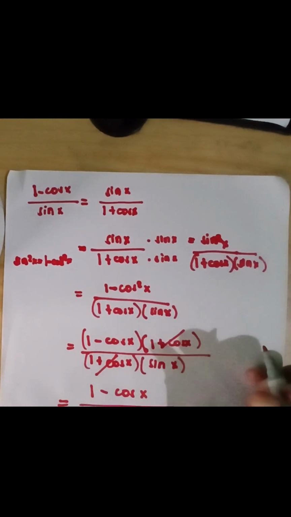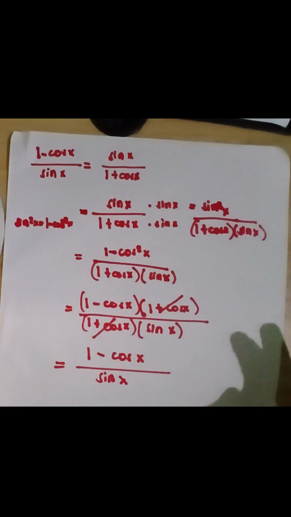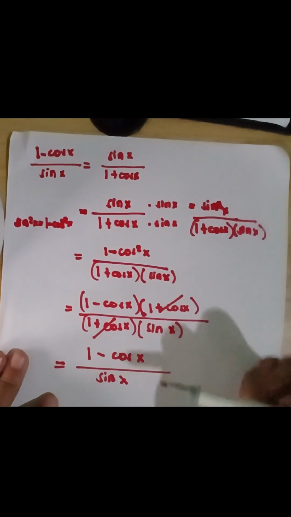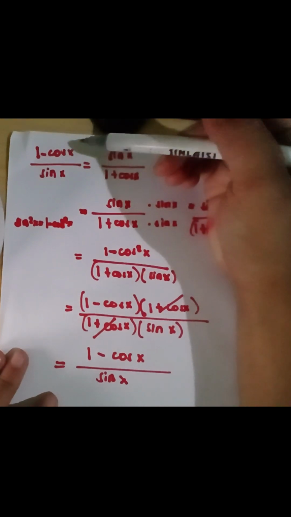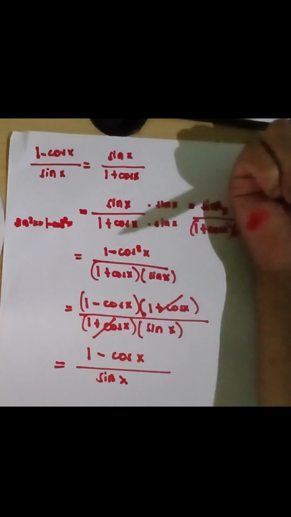So the right hand side matches the left hand side, which proves the identity. So the left hand side proves the identity because 1 minus cosine x over sine x is equal to the left hand side, which is 1 minus cosine x over sine x.